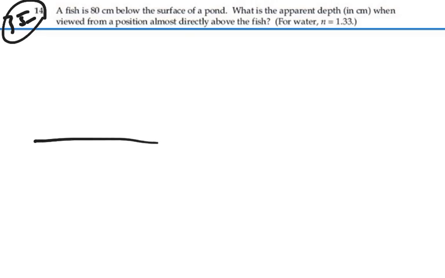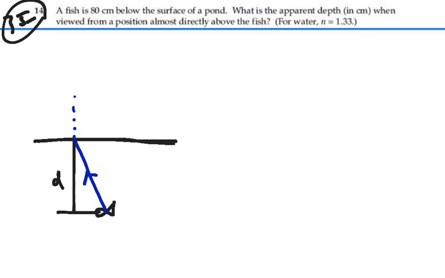Okay, let's imagine a water surface here, and we have a fish below, and the fish is a definite distance, d, below the water. But as we're looking at it, there's going to be a ray coming from this fish that is going to be refracted away from the normal to our eye. So we see that apparently the fish is at some lesser distance below the water. It's called d prime.